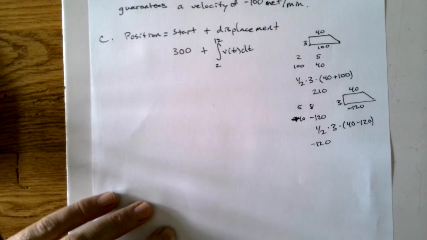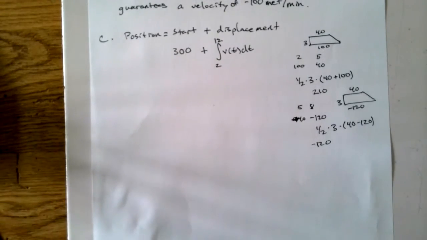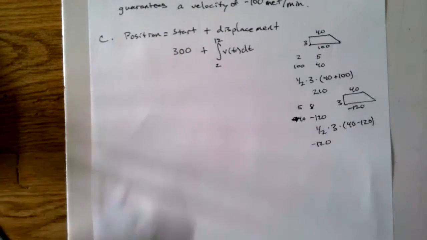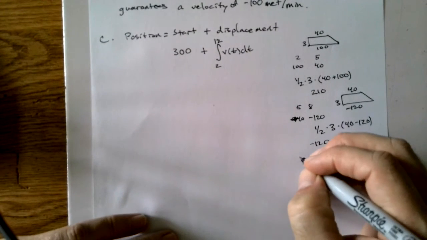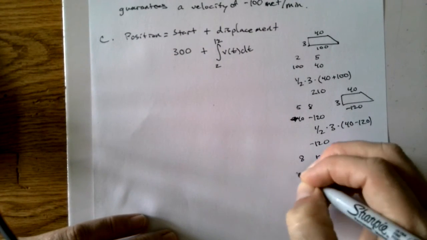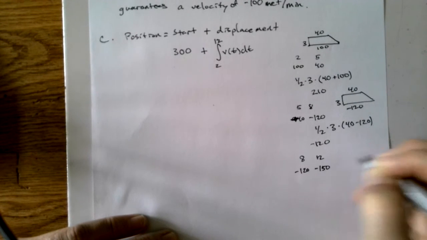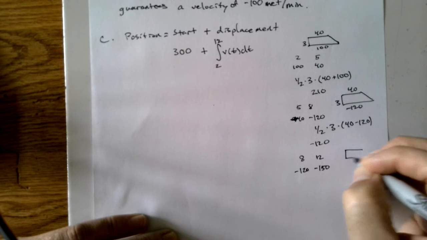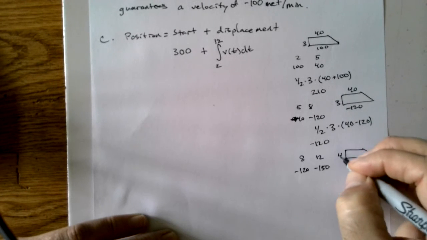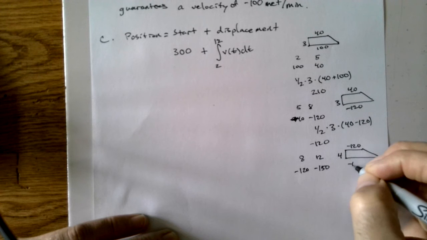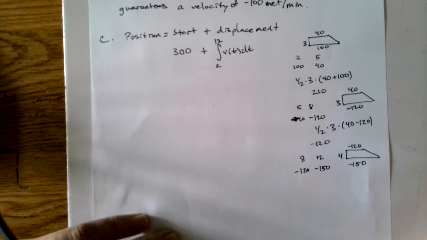And then we got our last one, and this one is a little bit different. We go 8 to 12. So 8 to 12, negative 120, negative 150. I'm going to construct that. 8 to 12 is a height of 4, negative 120, negative 150.